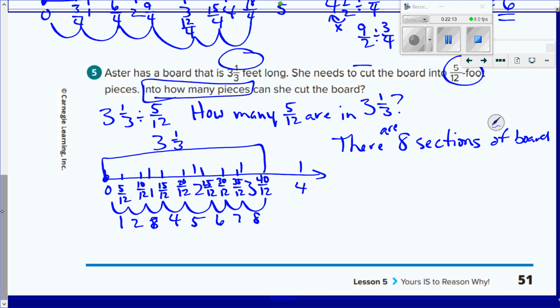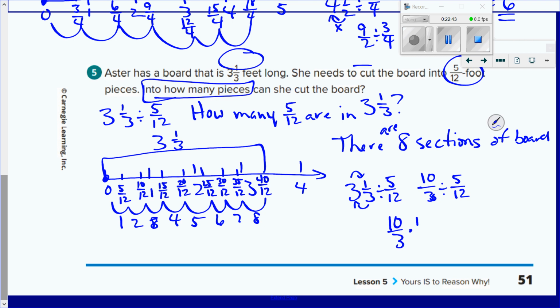Mathematically, what did I do? 3 1/3 divided by 5/12. If I have a mixed number, what's the first thing I have to do? Slam dunk. Slam dunk. I need to make it an improper fraction. 3 times 3 is 9, plus 1 makes that 10/3. That's a 10, not a 6. 10/3 divided by 5/12. But I don't divide fractions. Instead, I multiply by the reciprocal.